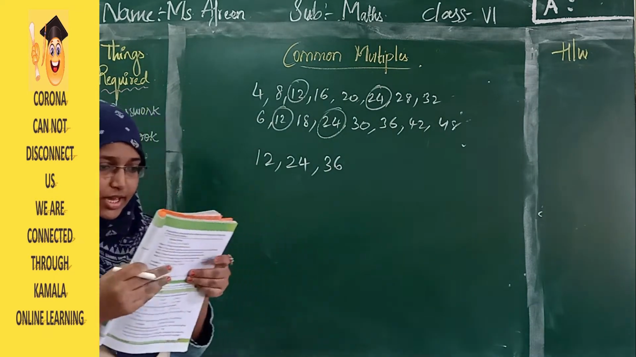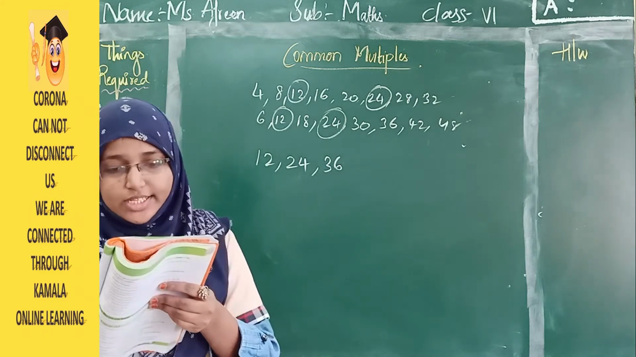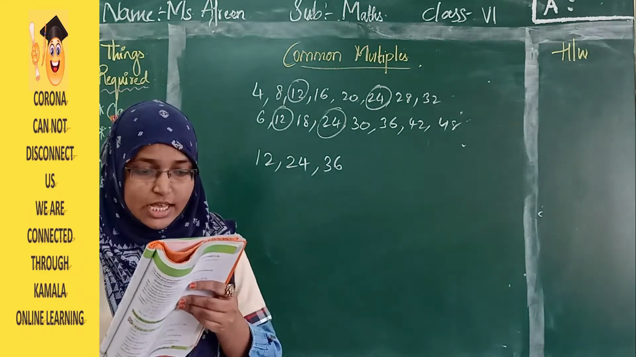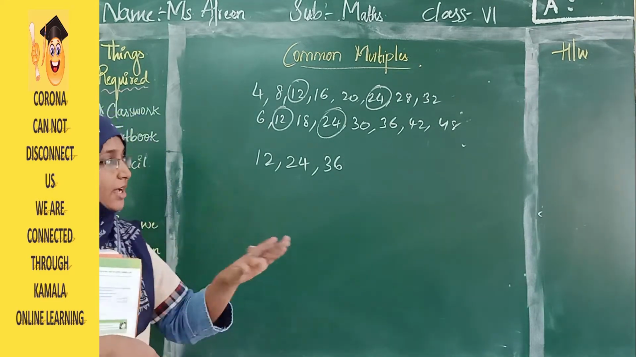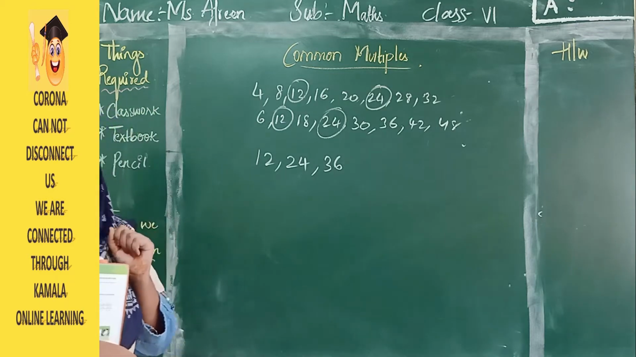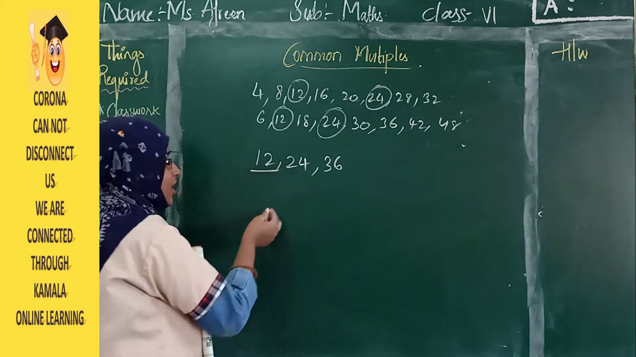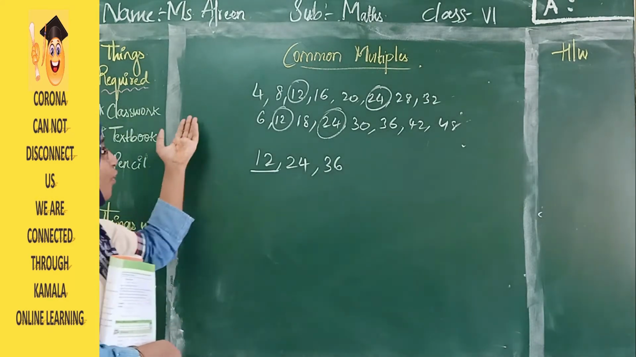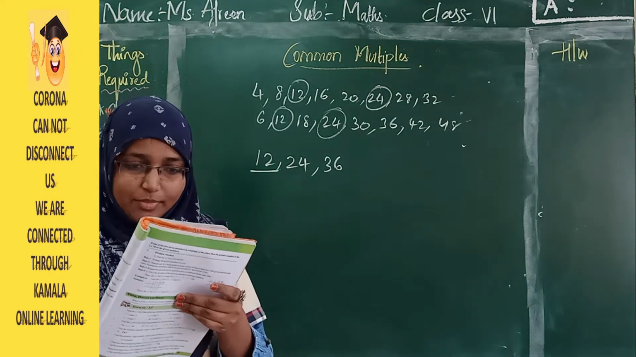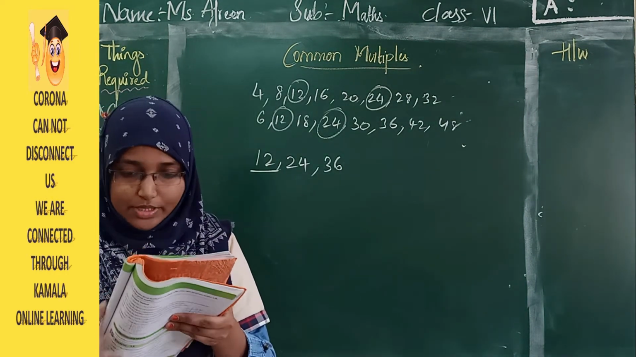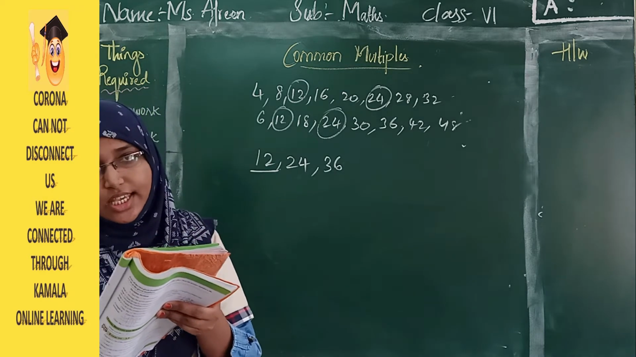Okay. Next, see here, least common multiple. Common multiples of both 4 and 6 are 12, 24 and 36. Same like HCF where we wrote the highest among the common factors, here we take the least, the lowest among the common multiples. So among the common multiples, which is the least one? Yes, that is 12. So the LCM of 4 and 6 is 12. That means 12 is the lowest among the common multiples of both 4 and 6.